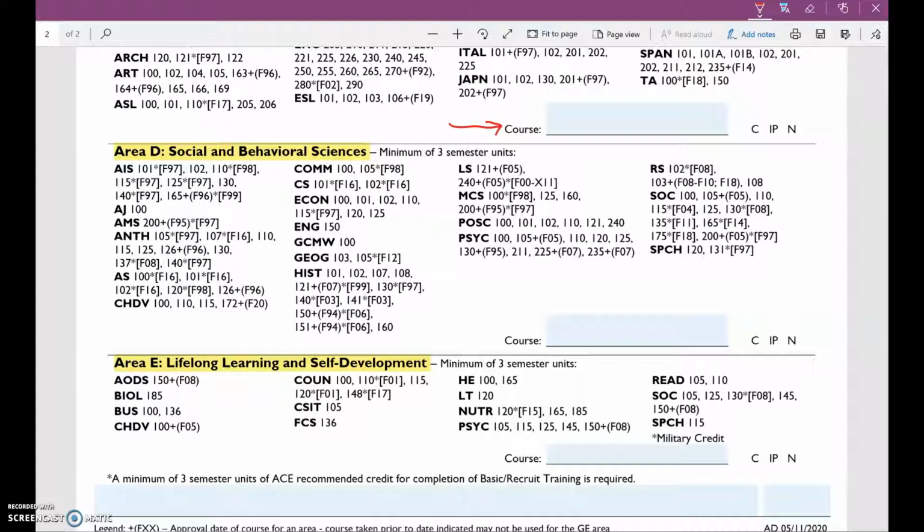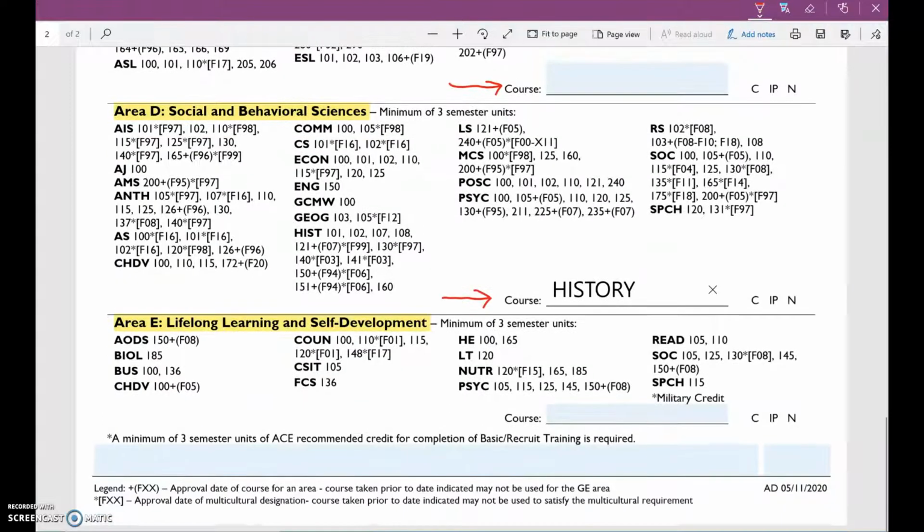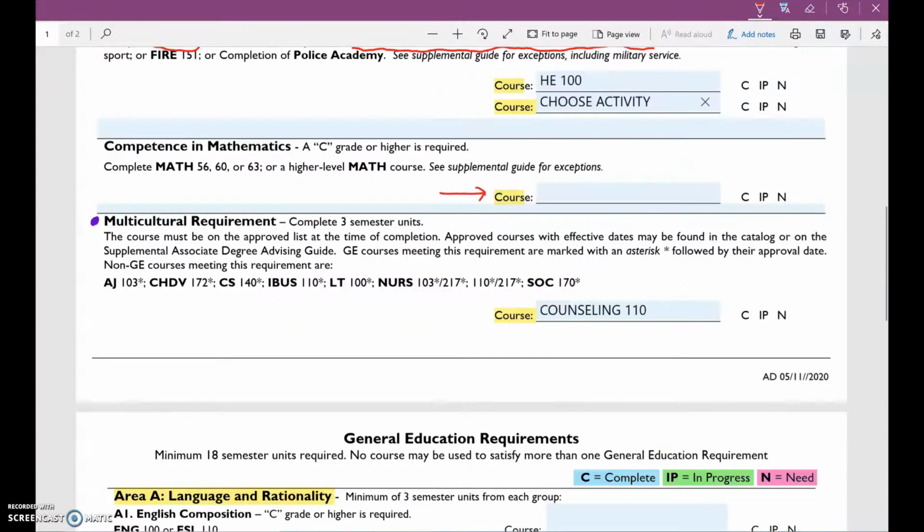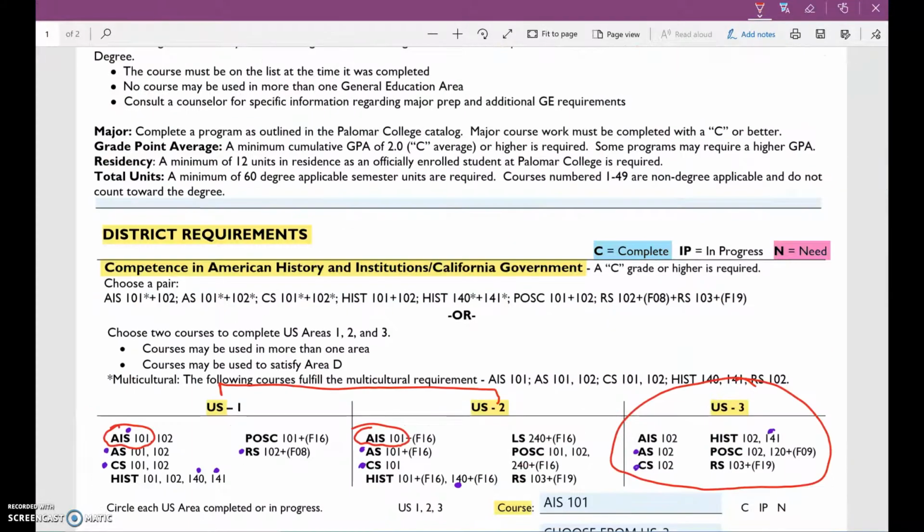For Area D, this section is covered by the history that you choose. So it doesn't matter which history you choose, it'll be covered in this area. For Area E, you're actually satisfying that area right now because you're taking Counseling 110. Okay, so that is the AA GE sheet.